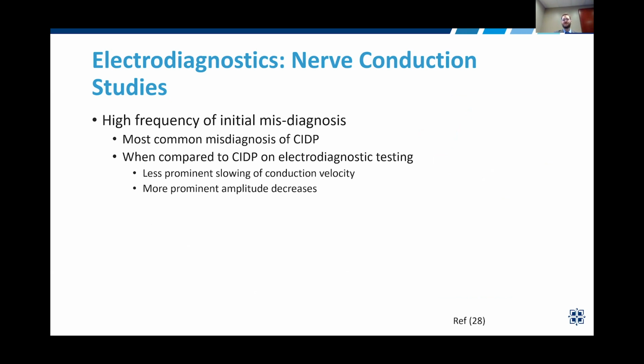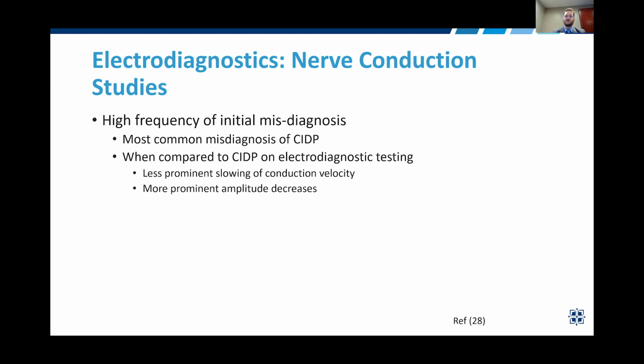So this brings us to one of the most important concepts here, which is that patients who have hereditary amyloidosis are often misdiagnosed. In an Italian study of 51 misdiagnoses, the most common misdiagnosis was CIDP, which is an inflammatory demyelinating polyneuropathy.